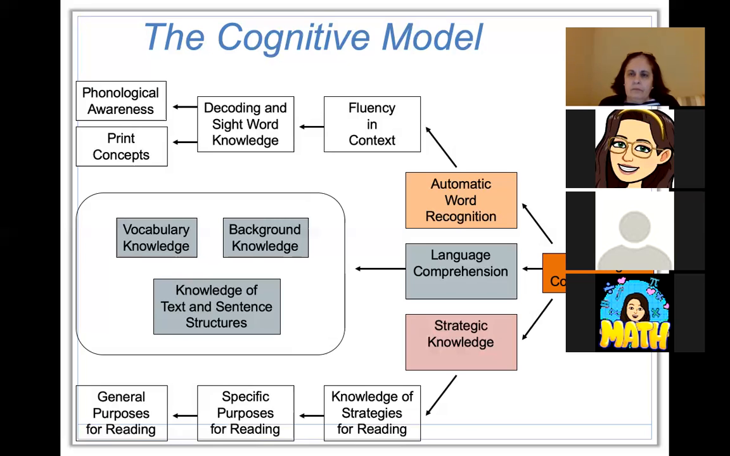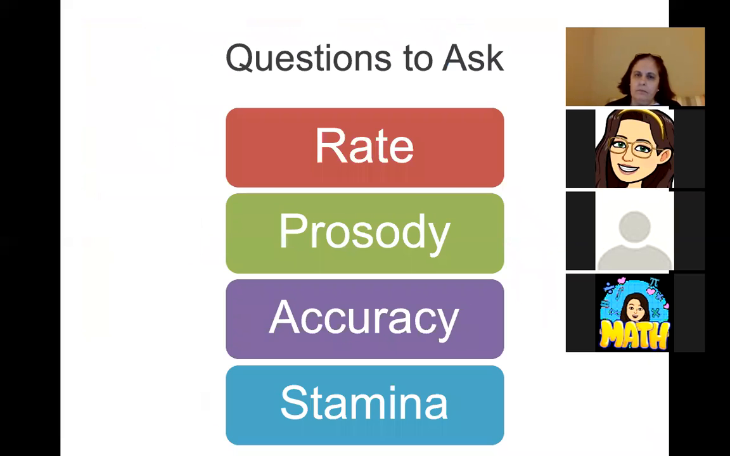Now, when you're looking at automatic word recognition, and this is the one that we will spend most time connecting with what I shared so far, we are first examining fluency in context. So when you're looking at fluency, you're asking specific questions. So the first question is rate. What is the rate of the student? Do they read at an acceptable rate for their grade level expectations? Rate is how many correct words per minute can they read? How fast do they read, in other words?